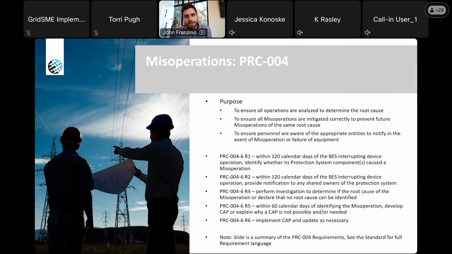All right, shifting gears out of the modeling world into PRC, the protection system world. So PRC 4 is the misoperations requirement. And what this is trying to do is to make sure that when a protection system element operates, right, a relay trips, that that relay and that element operated as intended, and it is not misconfigured or there's some other defect, right?